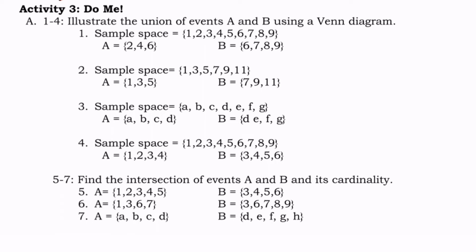For number 1 to 4, illustrate the union of events A and B using a Venn diagram. Okay, for number 1, sample space: the elements are 1, 2, 3, 4, 5, 6, 7, 8, and 9. For set A, the elements are 2, 4, and 6. For set B, the elements are 6, 7, 8, and 9.